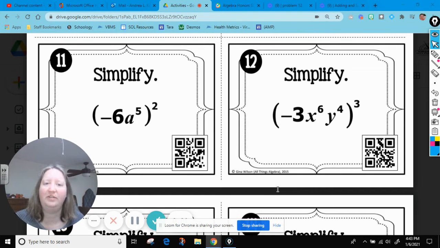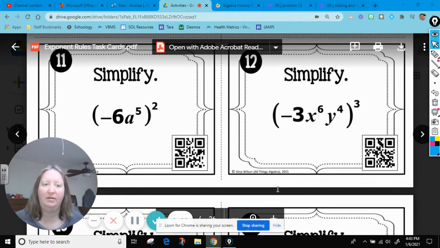Okay, this is a couple of examples of exponent rules. When you have a power outside of the parentheses, you're going to distribute this power to all of the things that are in here. So now we've got -3, make sure it's in parentheses, and that's cubed. And then we've got x to the 6 times 3 power, and y to the 4 times 3 power.